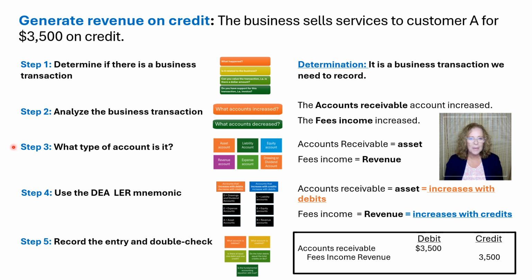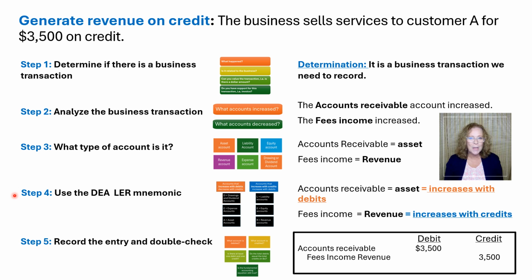And in step 3, we determine what type of accounts are impacted by the transaction. What type of account is accounts receivable? What type of account is fees income? Accounts receivable is an asset account, and fees income is a revenue account. So revenue is impacted and assets are impacted.